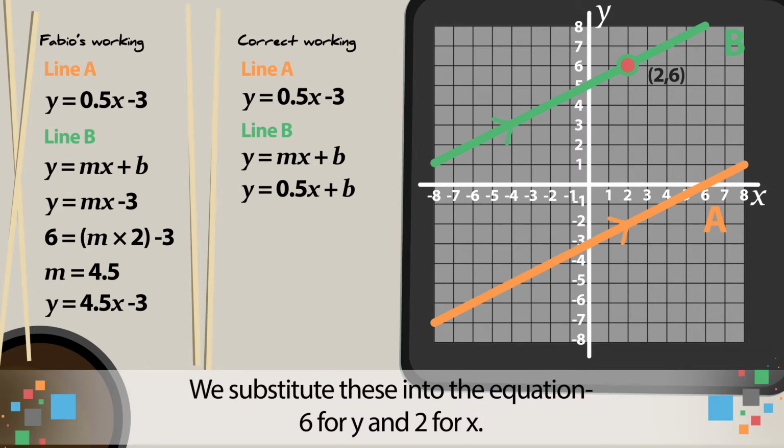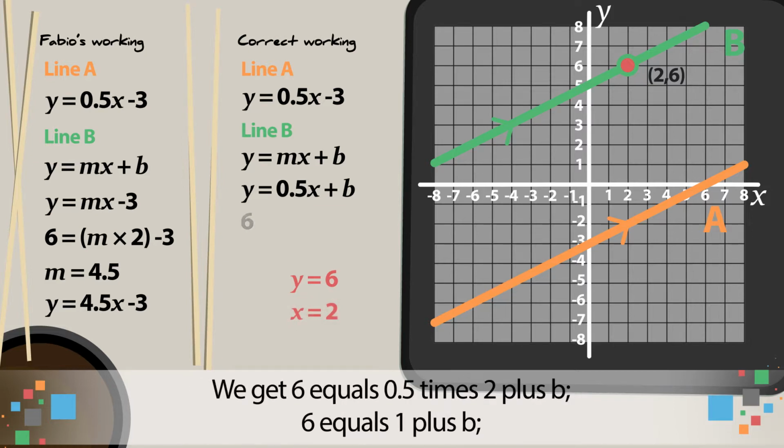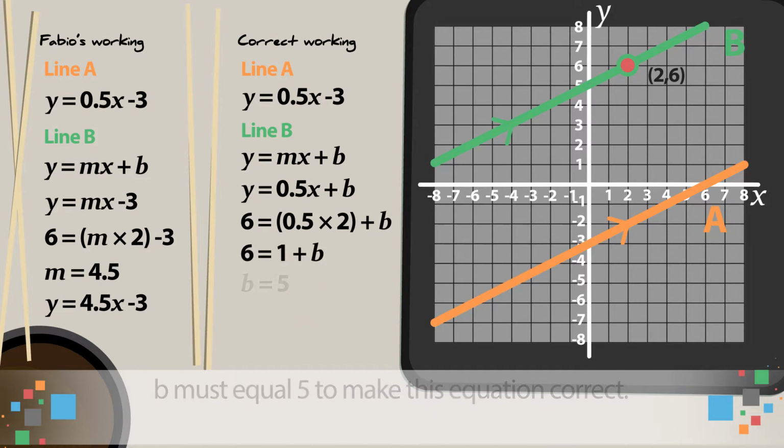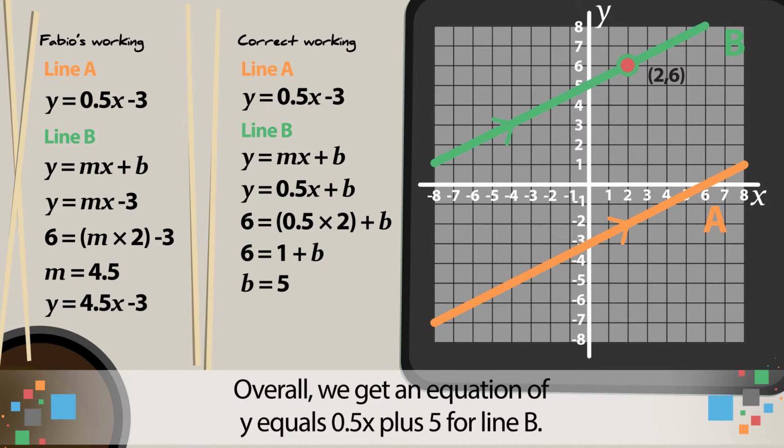We substitute these into the equation, 6 for y and 2 for x. We get 6 equals 0.5 times 2 plus b. 6 equals 1 plus b. b must equal 5 to make this equation correct. Overall, we get an equation of y equals 0.5x plus 5 for line B.